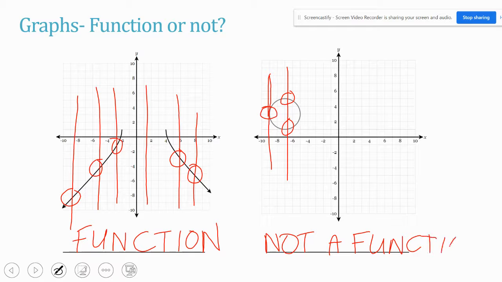Okay, so the vertical line test is really easy to use as long as you remember that you're drawing vertical lines straight up and down, not horizontal lines. And you just have to remember that rule. If it hits one time, it's a function. If it hits more than one time, so 2, 3, 4, whatever, more than one time, it is not a function.